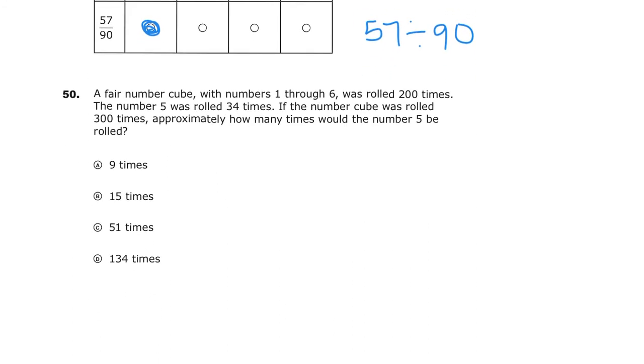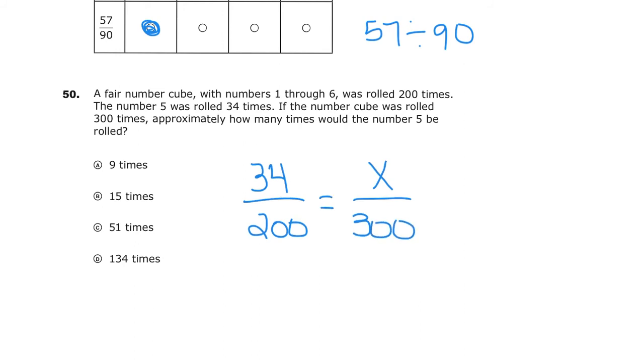All right. Question 50. A fair number cube with numbers 1 through 6 was rolled 200 times. The number 5 was rolled 34 times. If the number cube was rolled 300 times, approximately how many times would the number 5 be rolled? What do we know about the number 5 originally? It came up 34 times out of how many rolls? Out of the 200 rolls. We're trying to find the number of times it'll come up with 300 rolls.